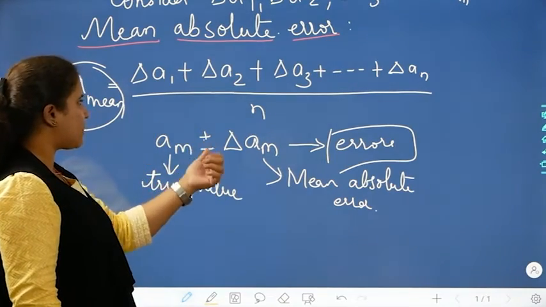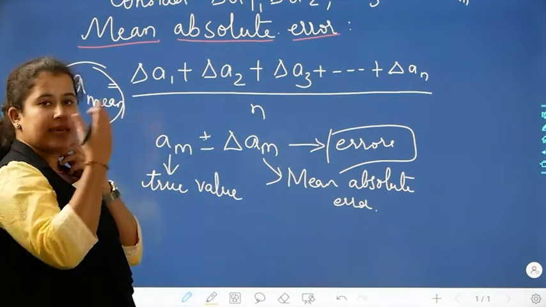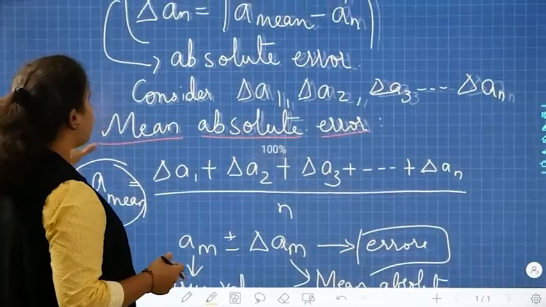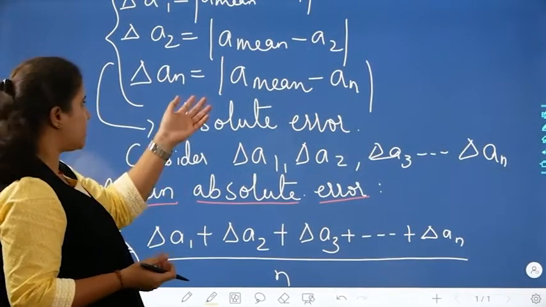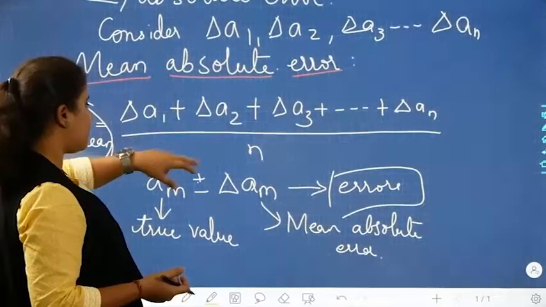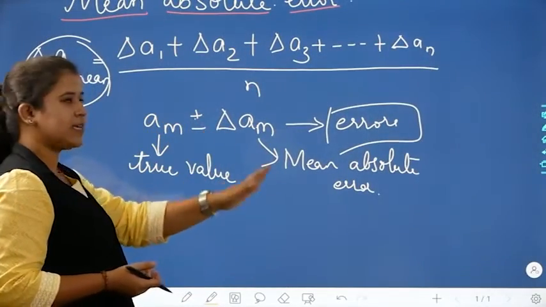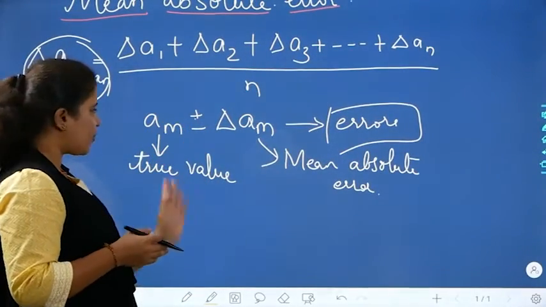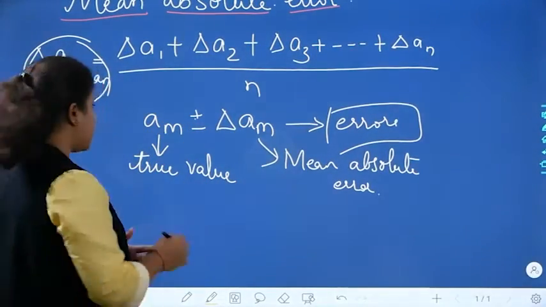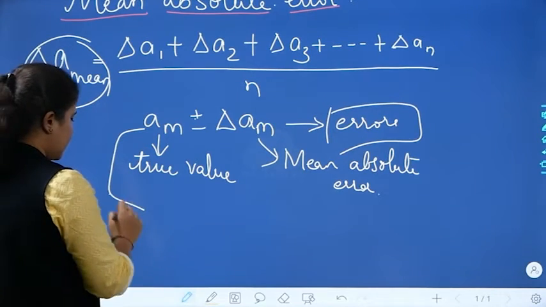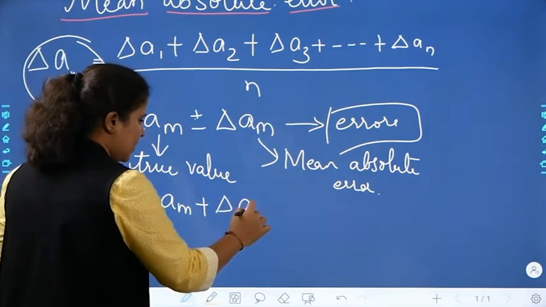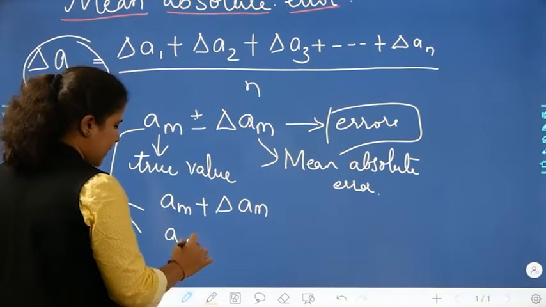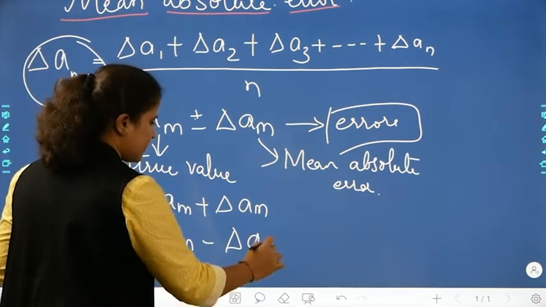Why did I write plus or minus? It is because in this case we have taken the mod. If it is a negative sign, it will be positive in this case. So even in the negative cases, it remains the same, that is either for positive or for negative, in both the cases it comes. You can just write this as AM plus delta AM or AM minus delta AM.